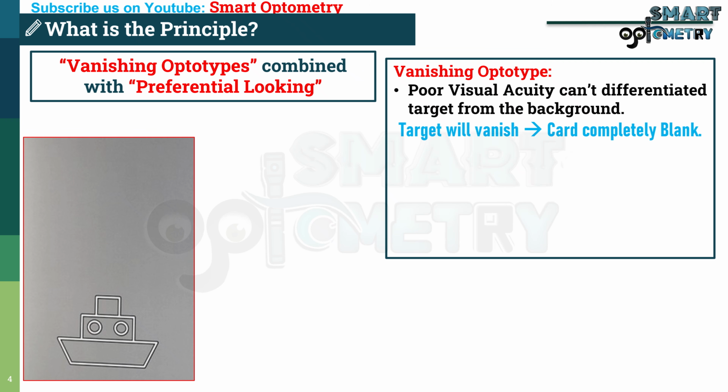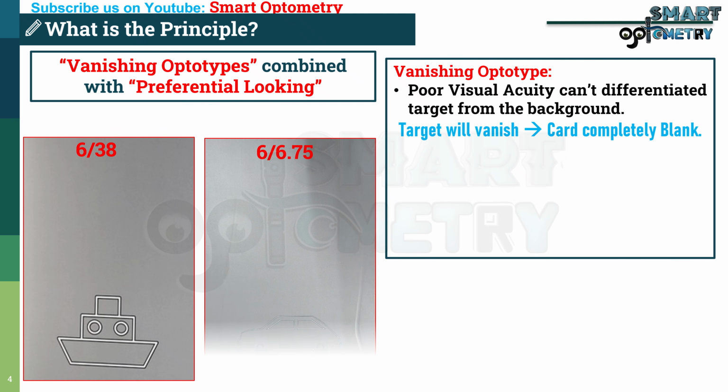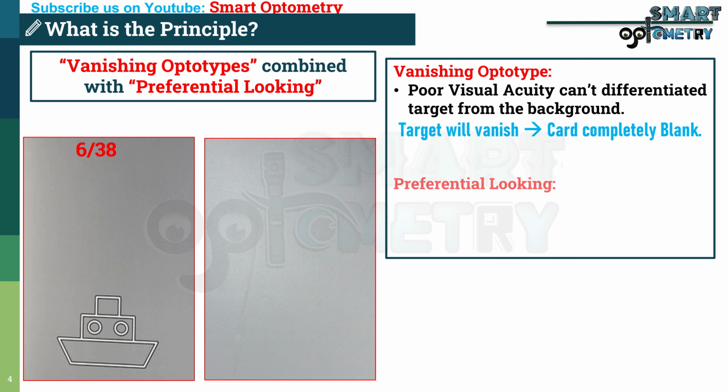For example, this is a 6 by 38 size target and this is a 6 by 6.75 size target. If the child's visual acuity is less than 6 by 6.75, then this card will become completely blank to the child. And instead of looking at the card, the child will look at the examiner, face or other interesting target in the room. Now let's know what is preferential looking principle.